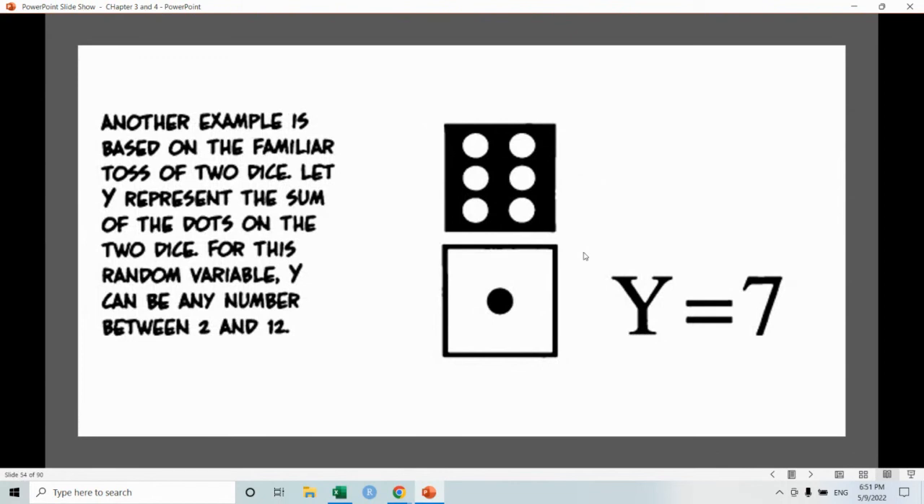Another example is based on the familiar toss of 2 dice. So let y represent the sum of the dots on the 2 dice. For this random variable, y can be any number between 2 and 12. So what is the sum of the 2 dice being rolled?